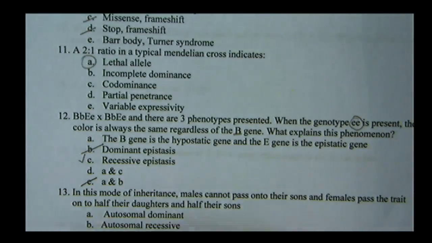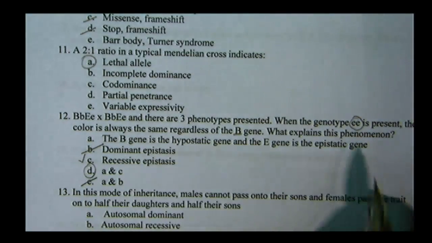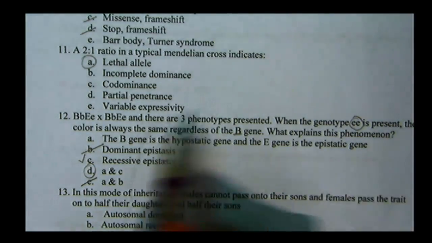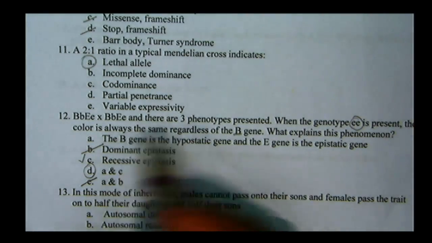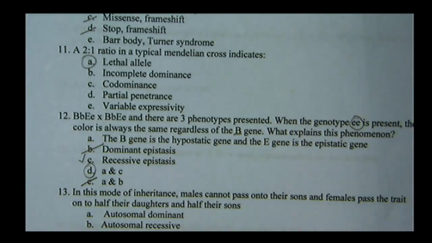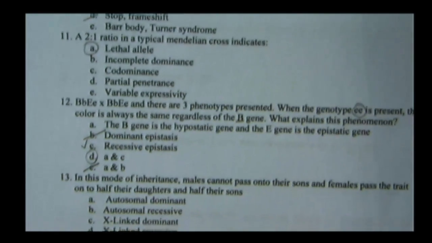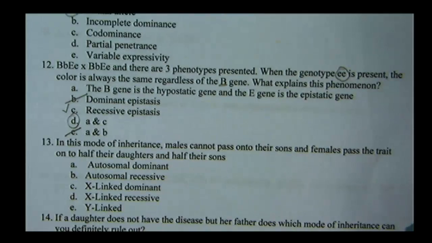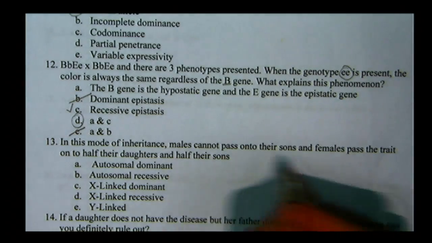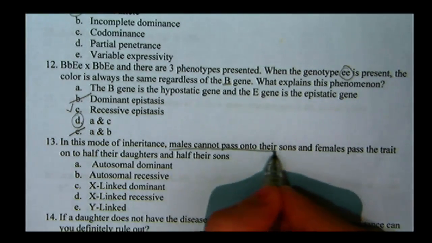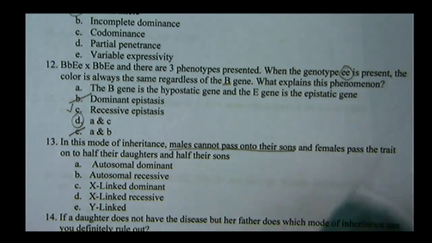Okay, and here we get into pedigrees. In this mode of inheritance, males cannot pass on to their sons, so that could already eliminate one option for you. And females pass on to half and half. So we know it's not Y-linked if males can't pass it on. And when there is a difference between the sex ratios, you know it's going to be X-linked. So you can get rid of the autosomal as well. Now you're left with dominant or recessive, and the answer here would be dominant because of the female passing it on to half and half. And definitely go back and memorize those rules for each pedigree if you haven't already.